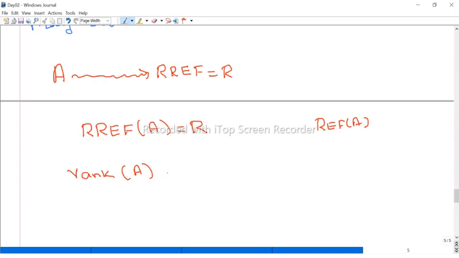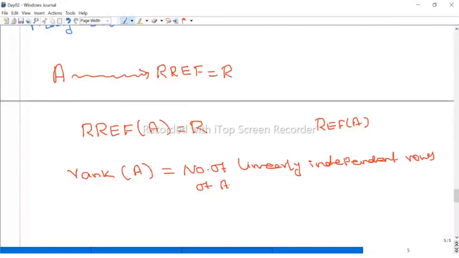In school days we didn't study the row echelon form, right? So we studied the definition as the number of linearly independent rows. It is not the number of non-zero rows, so don't confuse the two. It is the number of linearly independent rows of A. The phrase linearly independent is not clear, so don't use this definition now.